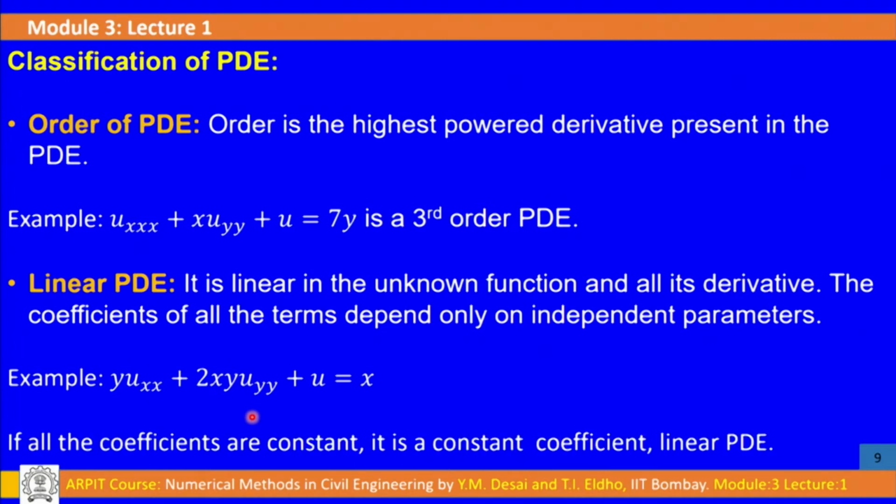If all the coefficients are constant, we say that we are working with a constant coefficient linear PDE. The coefficient remains constant throughout the domain over which the differential equation is described.